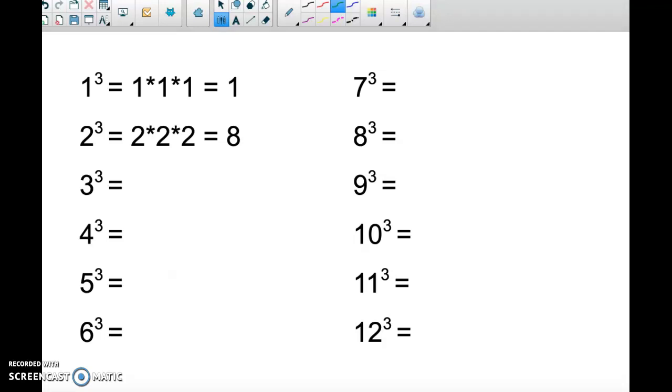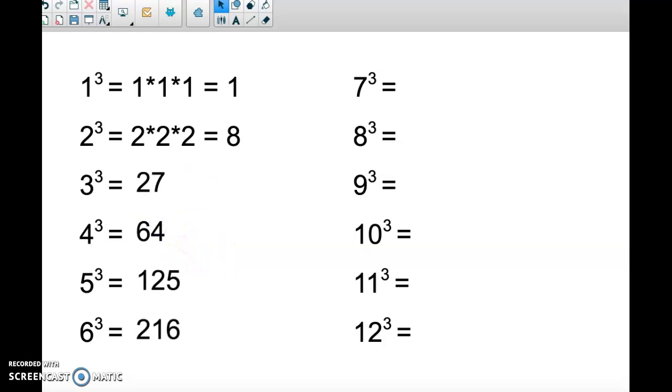So I did the first few. You want to jot these down. 1 cubed is 1 times 1 times 1, that's 1. 2 cubed, 2 times 2 times 2, that's 8. So take a second to pause this and simplify the rest of these cubes. Hopefully you paused this to simplify the rest of these cubes and take a look. This is what we should have gotten.